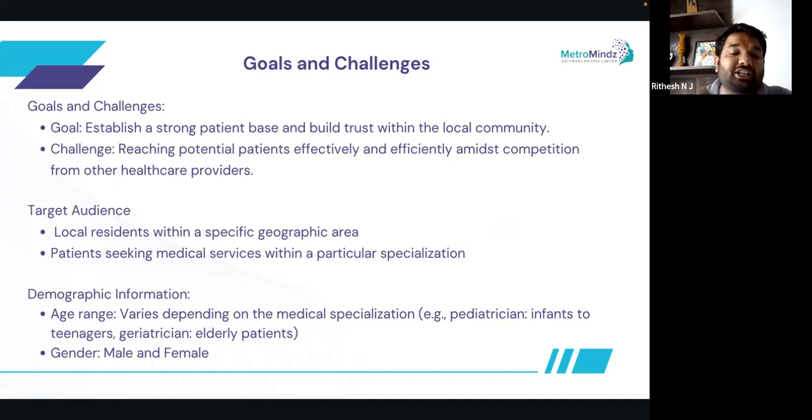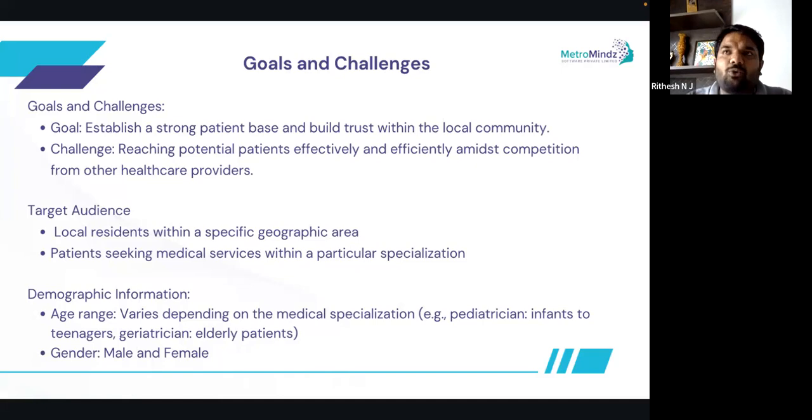So reaching that potential patient is really effective. The first thing we need to understand is who our potential patient is. This is very important. We need to understand who it is that we would like to reach.